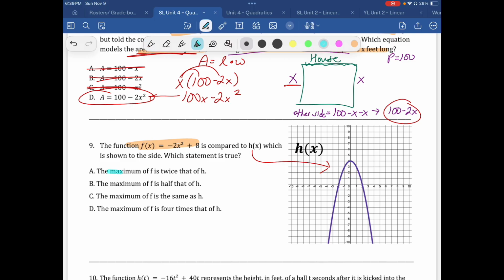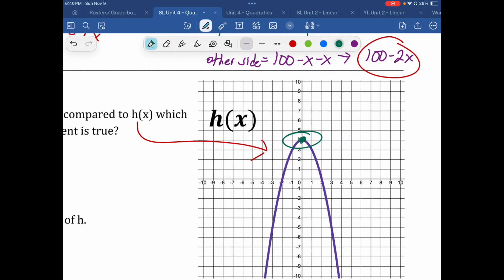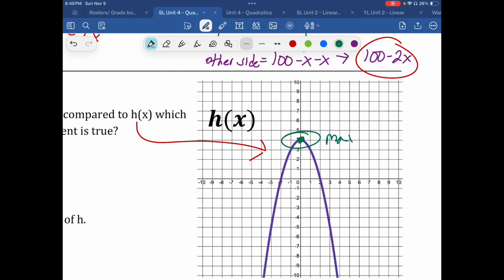It says the maximum of f is twice that of h. The maximum of f is half that of h. The maximum of f is the same. The maximum of f is 4 times. So we know in both of these problems, we are looking for the maximum. Well, if we look at h, my maximum right there, my max equals 4.